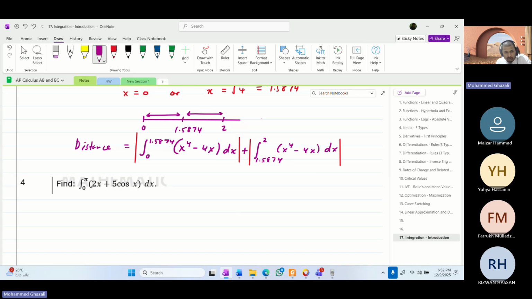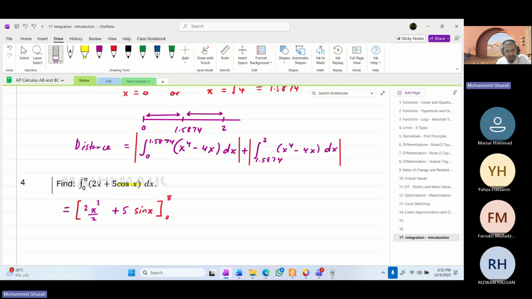We're going to integrate from 0 to pi of 2x, so that's x squared, right? So 2x squared divided by 2, plus 5 times the integral of cos x. What's the integral of cos x? That should be simple, that's a basic integral. It's sine x. No plus c, because it's a definite integral.